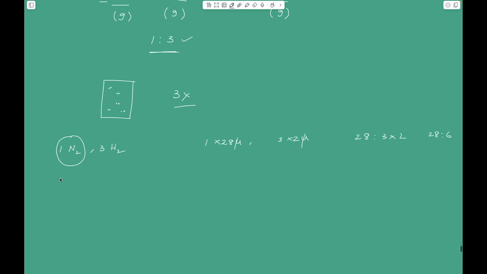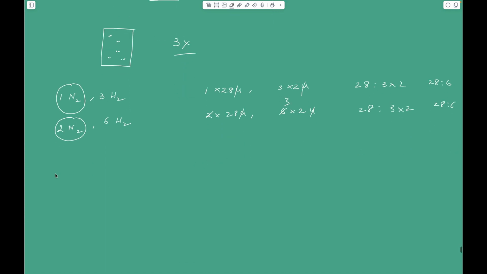Now let us say I have 2 nitrogen molecules, and to completely combine with 2 nitrogen molecules, we need 6 hydrogen molecules. Their numbers must be in the ratio of 1 to 3. 2 to 6 is 1 to 3, right? Then what is the total mass of nitrogen we have? Again, it is 2 times 28 U, and the total mass of hydrogen we have is 6 times 2 U. Again, the ratio becomes 28 to 3 times 2, or 28 to 6.